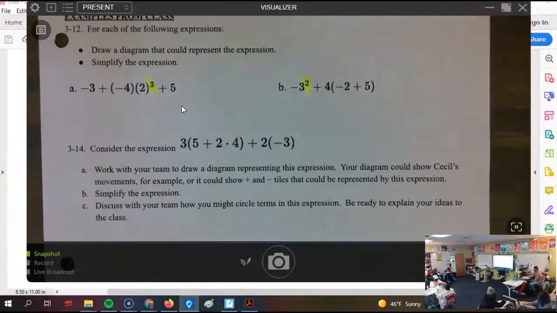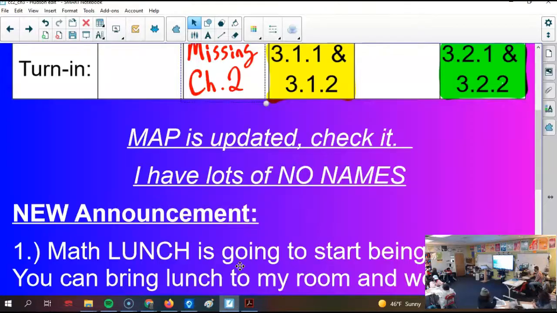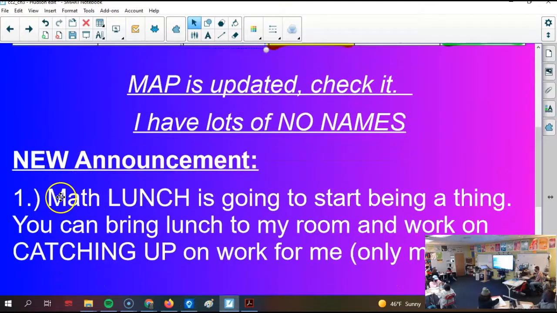All right, so we got to switch over to here. Oh yeah, math lunch. Math lunch is going to start to become a thing, especially as weather gets crappy. Unless I have a club happening at lunch, I'm going to be in here doing math with people that need to catch up. So if you are working ahead or working on current homework, you can come, but I'm not going to help you.